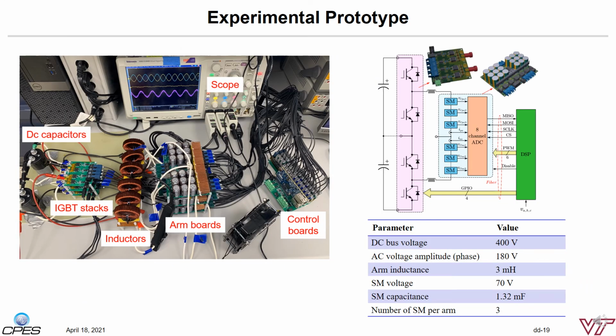A HMMC low voltage proof of concept prototype was designed and built in CPAS. The bus voltage is set at 400 volt, and the AC voltage is 180 volt, phase to neutral. The arm inductor is 3 mH. Each arm contains 3 MMC submodules, of which the voltage is controlled around 70 volts. Each MMC submodule contains a 1.3 mF low voltage capacitor. So this proof of concept hardware prototype was used to verify the control and operation of the 3 types of HMMC solutions.